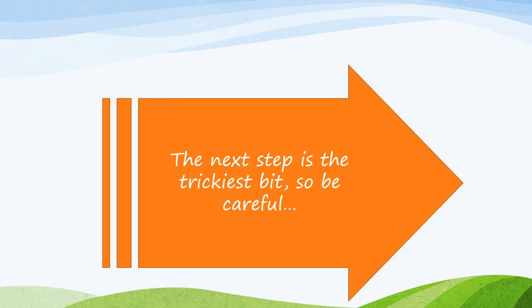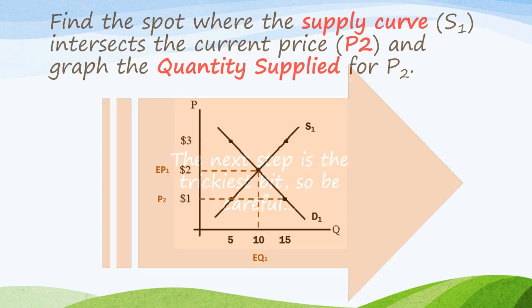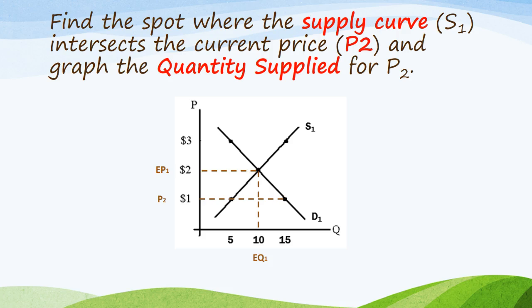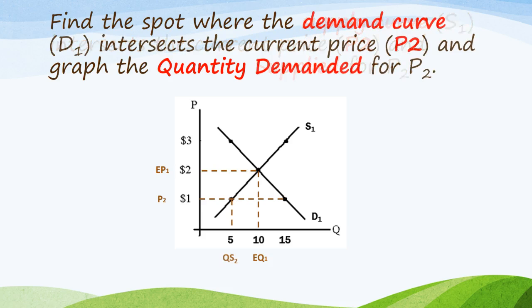Next step is the trickiest, so be careful. Find the spot where the supply curve, S1, intersects the current price, which is this right here. So where does the supply curve intersect the current price, P2? Right here. Now that you've found that spot, graph the quantity supplied for P2. What's it going to look like? It's going to look like this if you did it right.